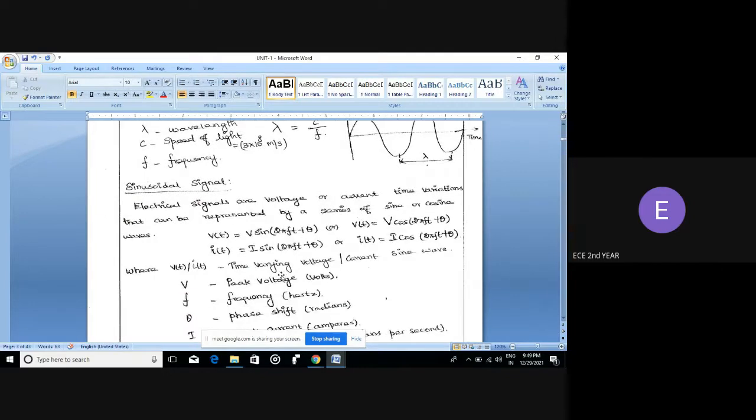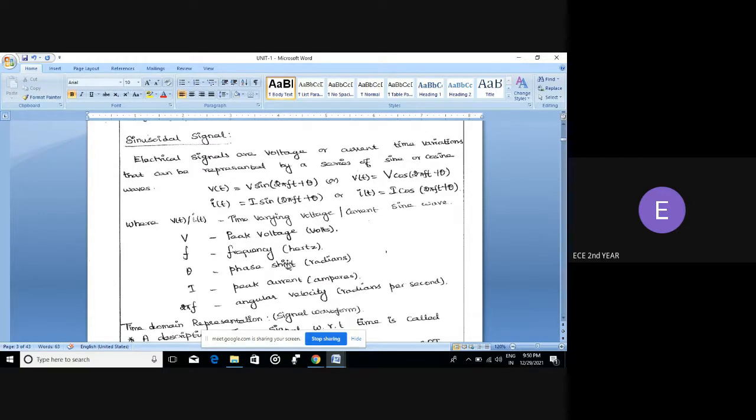Okay, next we see one signal that is called sinusoidal signal. Two types of signals are represented here. One is V of t, that is called voltage, and the other one is I of t, that we call current. V of t can be written as V sine(2 pi ft + theta), whereas I of t equals I sine(2 pi ft + theta), where V of t and I of t are the time varying voltage and current values of the sine wave.